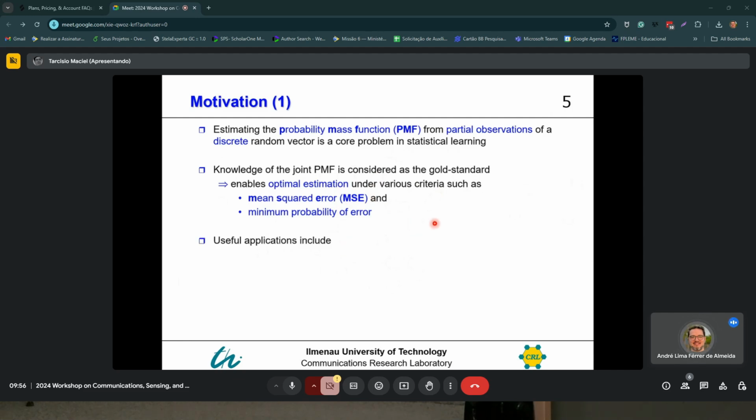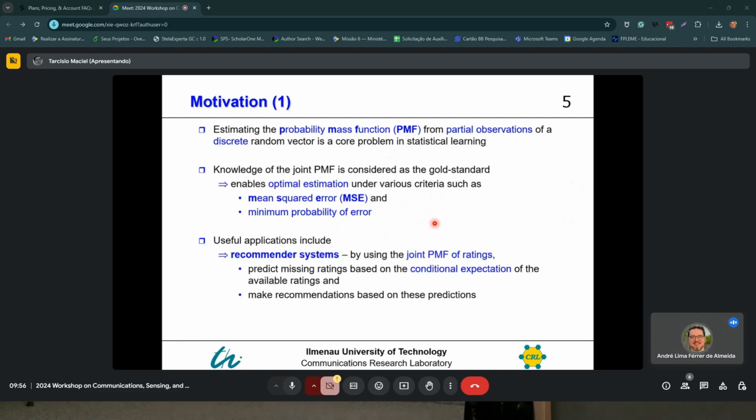Useful applications include, and they are not limited to these, of course, recommender systems. For example, the recommendation of restaurants, hotels, movies, etc. By using the joint PMF of the ratings, we can predict missing ratings. For example, if we haven't watched one of the movies, or have not been to a particular restaurant yet, we can use the conditional expectation of the available ratings and then make recommendations based on these predictions.